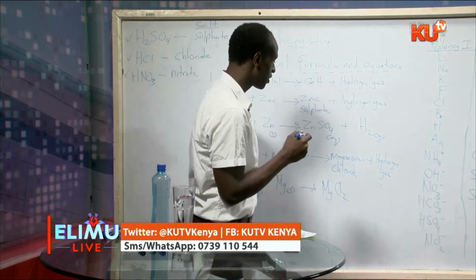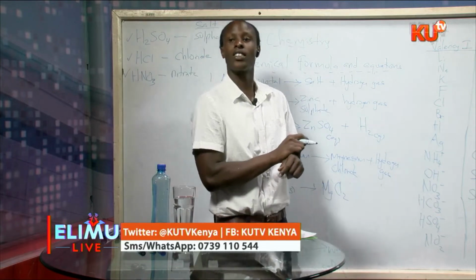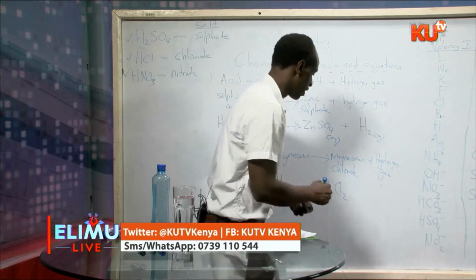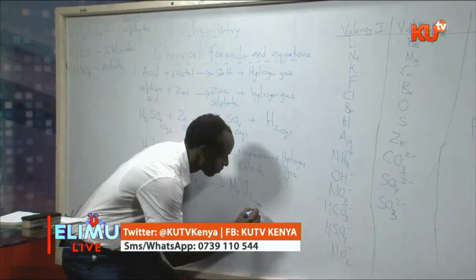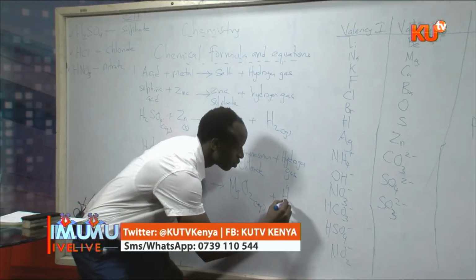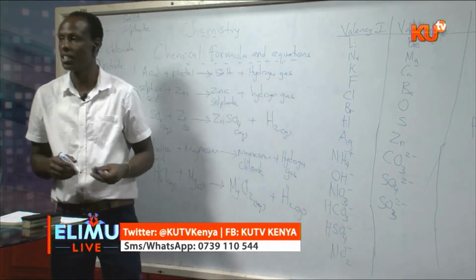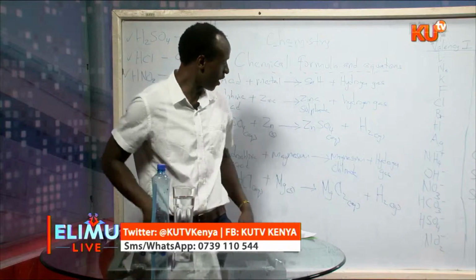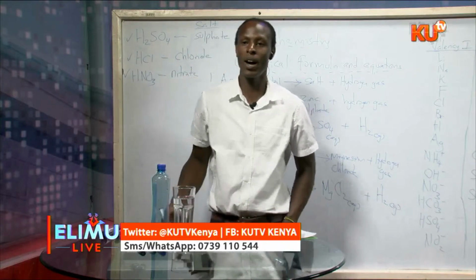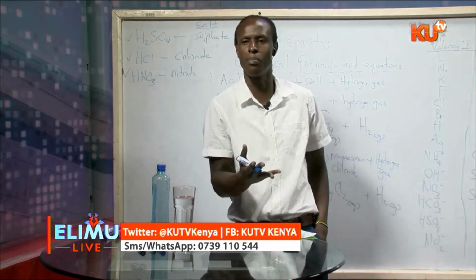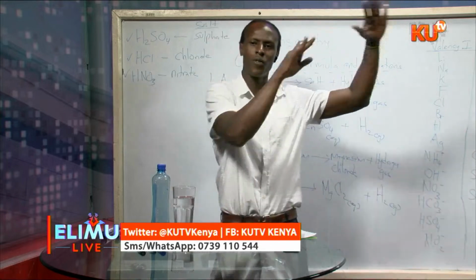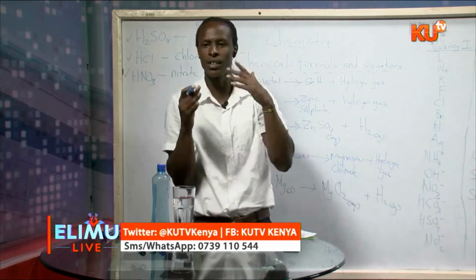And most soluble salts are aqueous because they are soluble in water. So this one will be aqueous plus H2, gas. Hydrogen gas, it's a gas, so we put a G in brackets. So that's the chemical equation. Last step now is to see if the chemical equation is balanced. Are all the elements balanced on the reactant side and the product side?